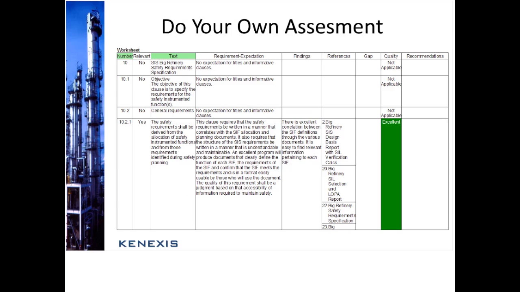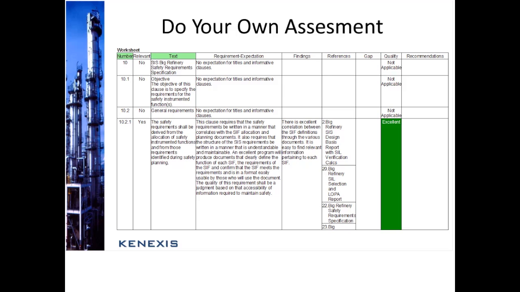The requirement and the expectation. The clause requires that the safety requirements be written in a manner that correlates with the SIF allocation, etc. And the findings. There is an excellent correlation between the SIF definitions through the various documents. It is easy to find relevant information pertaining to each safety instrumented function. The references, and these are the documents that you're referencing. The Big Refinery SIS Design Report with SIL Verification Calcs. The Big Refinery SIL Selection and Layer of Protection Report. The Big Refinery Safety Requirements Specification.